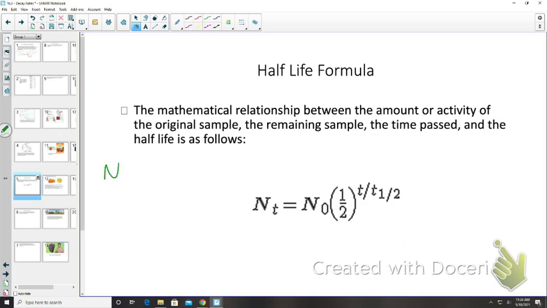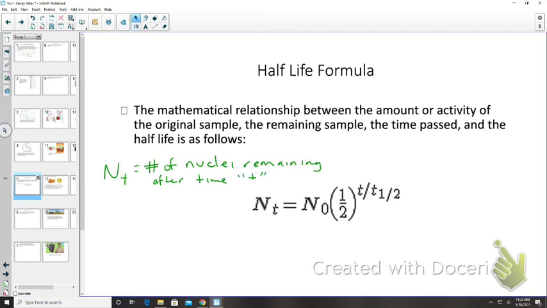So N of T is the number of nuclei remaining after time T. N naught is going to be the number of nuclei in the original isotope. T is going to be the time elapsed.